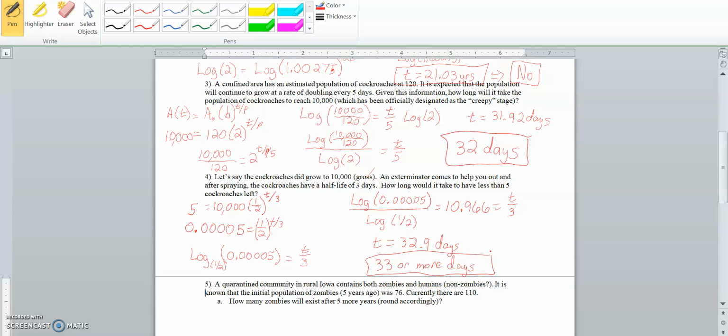And there you have it. I'll do questions 5 and beyond after this. I'm stopping part 2 here, but again, we've got questions 3 and 4, that kind of half-life and doubling, taken care of.